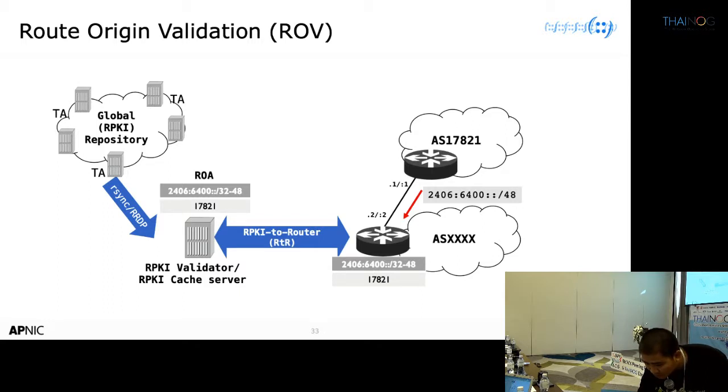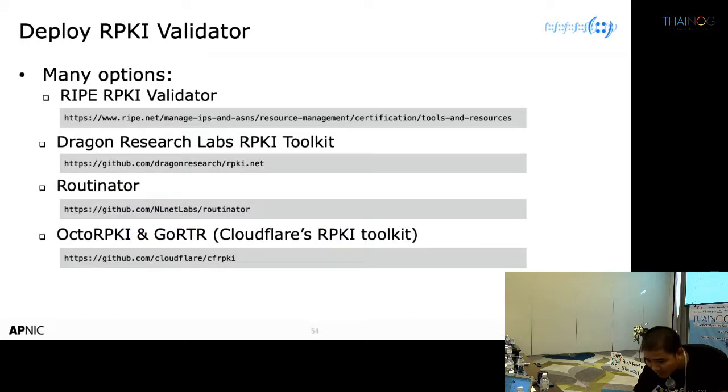When it comes to validators, RIPE version 3 is trying to split that, but it's having quite a buffer issue, so we have reported some bugs back to RIPE. Dragon Research, and then my favorite now is Routinator, NLnet Labs.